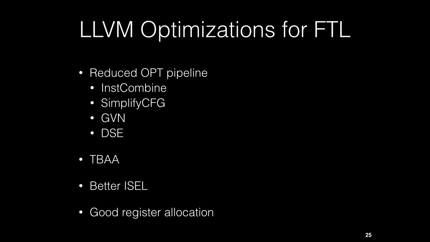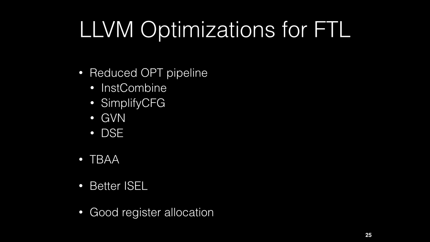So for FTL, we only used a reduced optimization pipeline because we care about compile time. But we got really nice benefits from just using instcombine, simplify CFG, and GVN, all this stuff, because once we lower the DFG IR to LLVM IR, there are some redundancies there. Plus, once you lower it further, there are additional redundancies we can eliminate. So that was very helpful. We have TBAA for all our loads and stores. We have very good type information, so there shouldn't be any aliasing problems. So we can optimize it a lot.